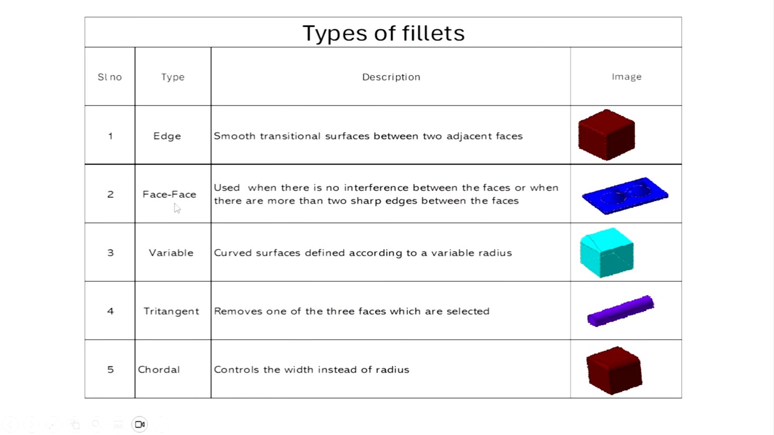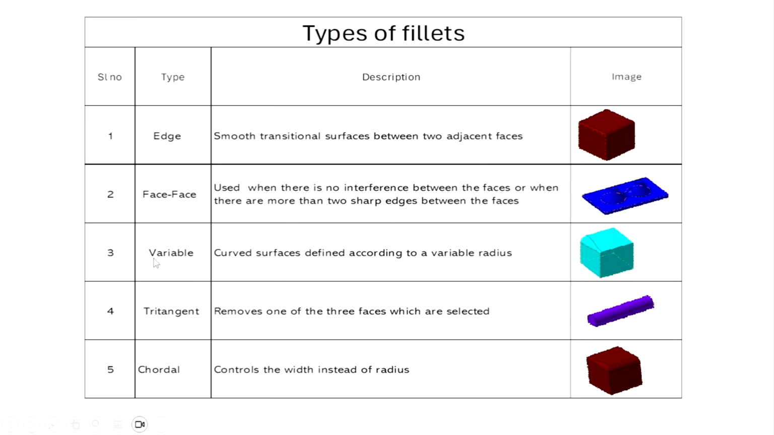The second one is the face-to-face fillet. This fillet is used when there is no interference between the faces or when there are more than two sharp edges between the faces. Here, these two conical shapes have no interference. So we use face-to-face fillet to create a fillet here.